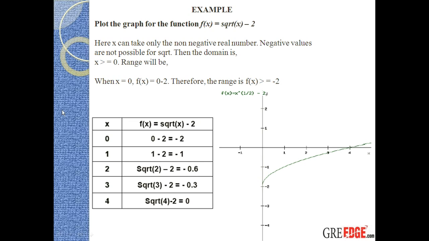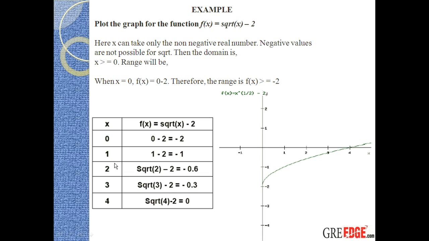So substituting x is equal to 0, we have to find the value of f of x. You get square root of 0 minus 2, so 0 minus 2 is equal to minus 2. Now substitute x is equal to 1. Then you will get f of x is equal to square root of 1 minus 2, that is 1 minus 2 equal to minus 1.